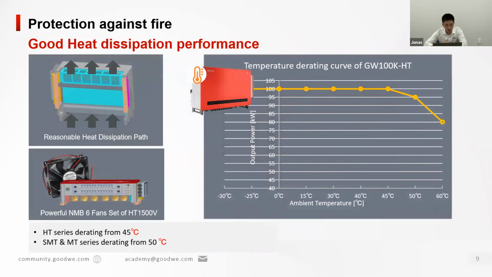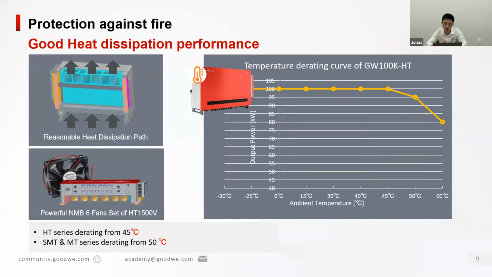Another very important reason for fire in the PV system is overheating. To avoid this issue, the GoodWe inverter has a very good heat dissipation path. For the HT series, the path is from down to up. The HT 1500 volt has 6 very powerful external fans and 3 internal fans, and other series like the HT 1140 have 5 external fans. So we can see the heat dissipation is very good. We can see the picture on the right side.